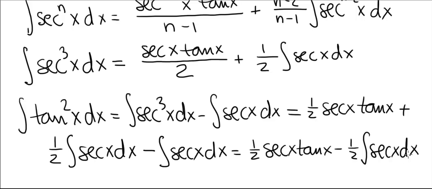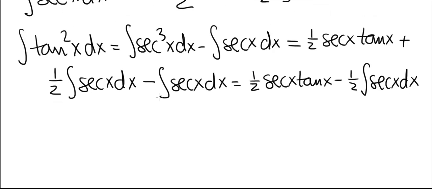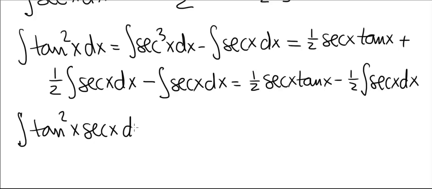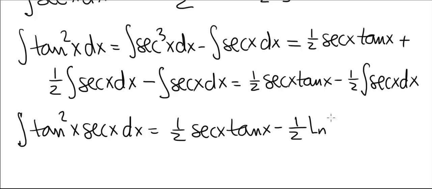Now the integral of secant x is what you should remember or derive again. I'm not going to derive it here. You should look at an earlier video. So here's the answer. The integral of tangent squared times secant is equal to 1/2 secant x tangent x minus 1/2 the integral of secant. The integral of secant is natural log absolute value of secant x plus tangent x. And now we can add C at the end.